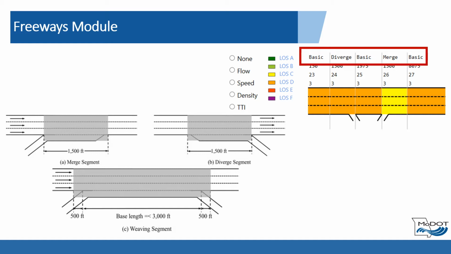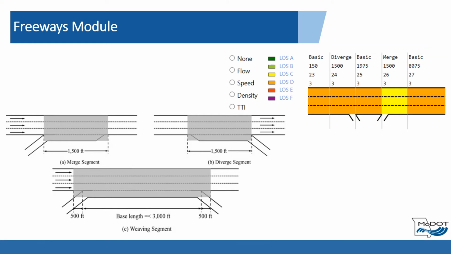As shown in this diagram, merge ramps have an influence area of 1,500 feet downstream from the physical gore, and diverge ramps have an influence area length of 1,500 feet upstream from the physical gore. Weaving segments have an influence area of up to 3,000 feet between each physical gore, plus 500 feet upstream and downstream from each physical gore.